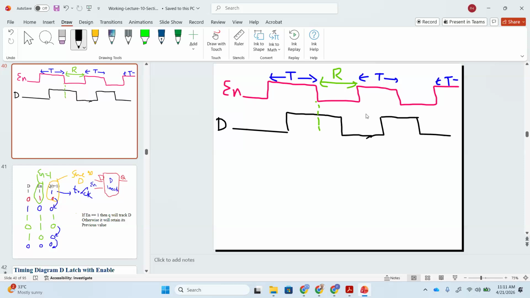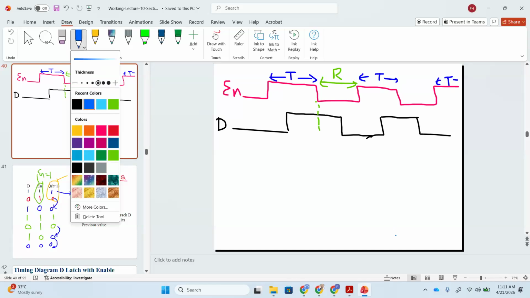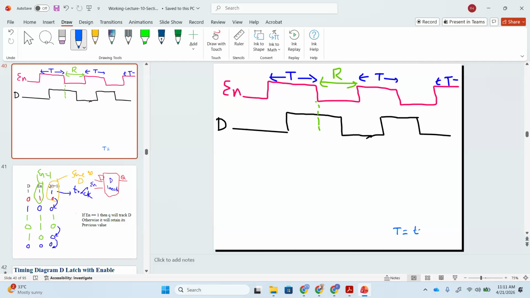Okay, now can you see here? Please look at here. Now the input is enable. Enable is shown in which color? Pink color. Okay, so we have two modes. Now we have the blue mode. Please remember the blue mode. T stands for track mode. And in the track mode, Q will track D.